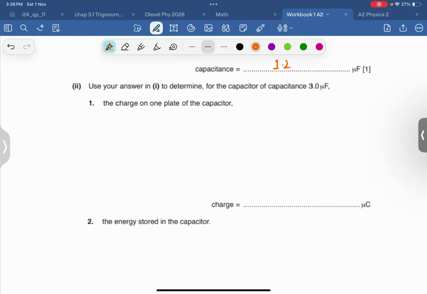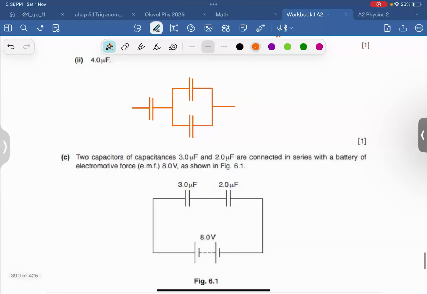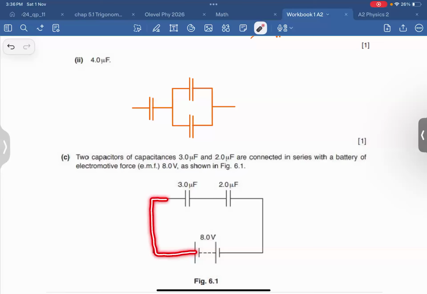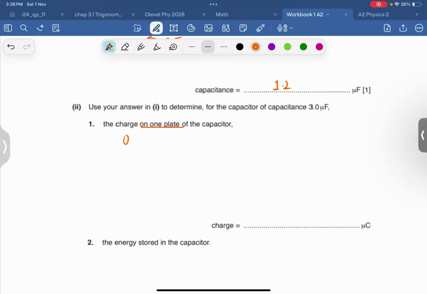So they are saying, use your answer in (a) to determine, for the capacitor of capacitance 3 microfarads, the charge on one plate of the capacitor. Okay. So the charge on one plate of the capacitor means you have to find out the whole charge in the circuit. We know that this is a series circuit, by the way. And in a series circuit, the charge remains the same in every component, right? So if we find out the total charge, Q is equal to CV.